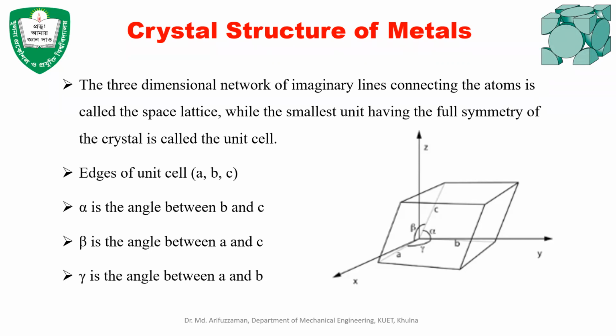It can be different. And the angle between the edges B and C is called alpha, the angle between A and C is called beta, and the angle between A and B is gamma. And these are the things, A, B, C, alpha, beta, and gamma. This defines how a unit cell will look.